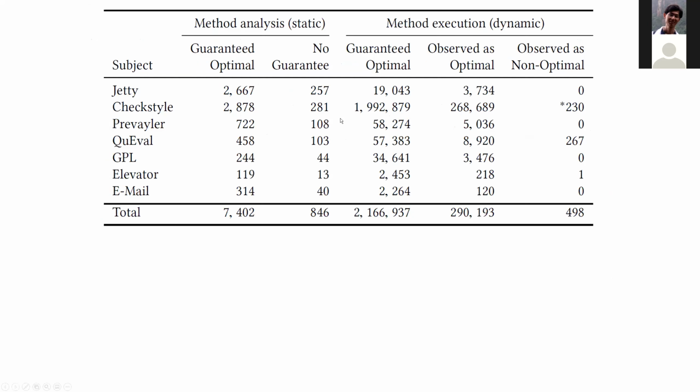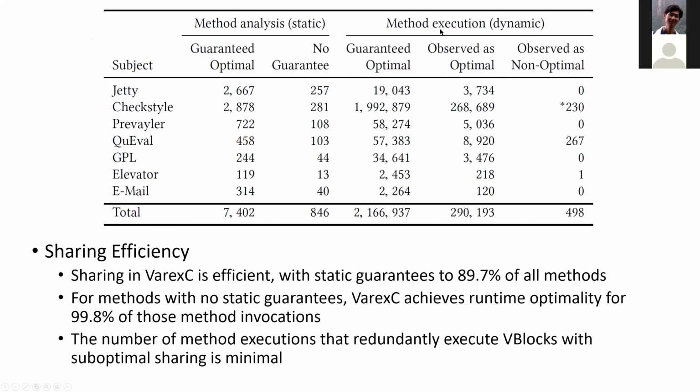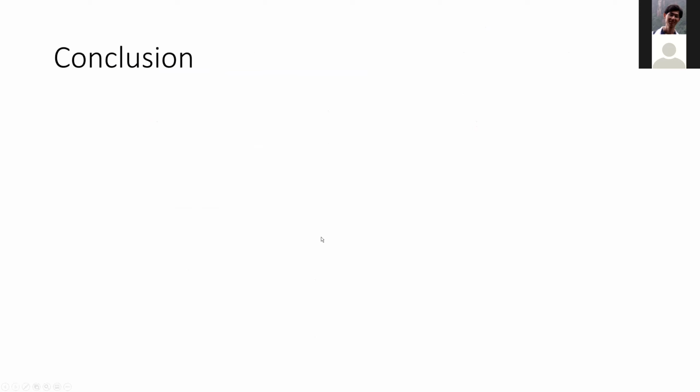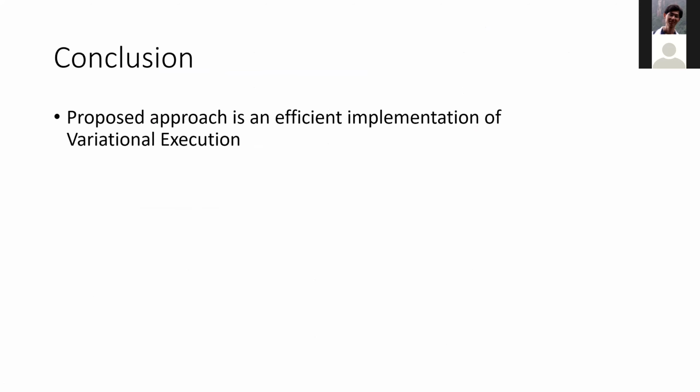Finally, I didn't really go through how they analyze this, but they had some formula to get the sharing efficiency. I didn't really have time to understand what all this meant. But the sharing efficiency of the V blocks is mostly optimal. So that's about it for the experiment.